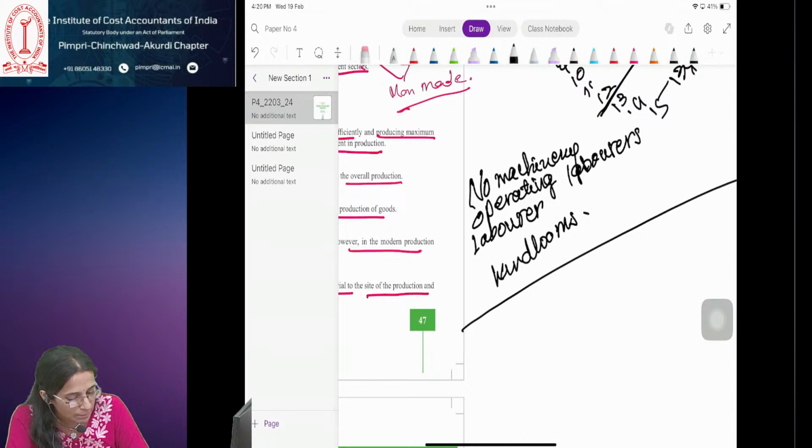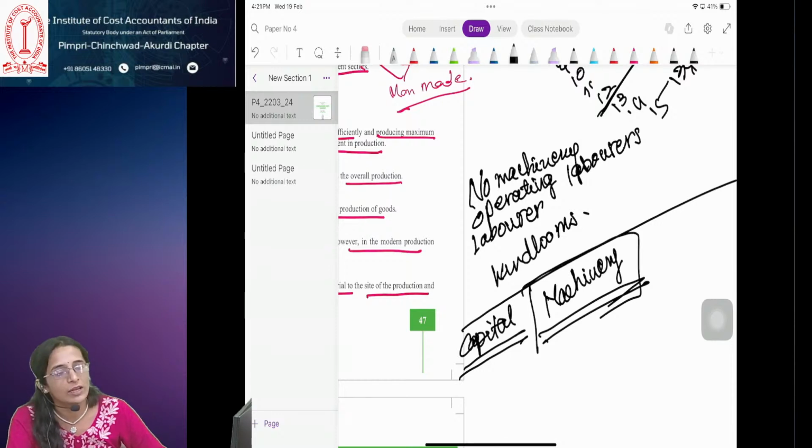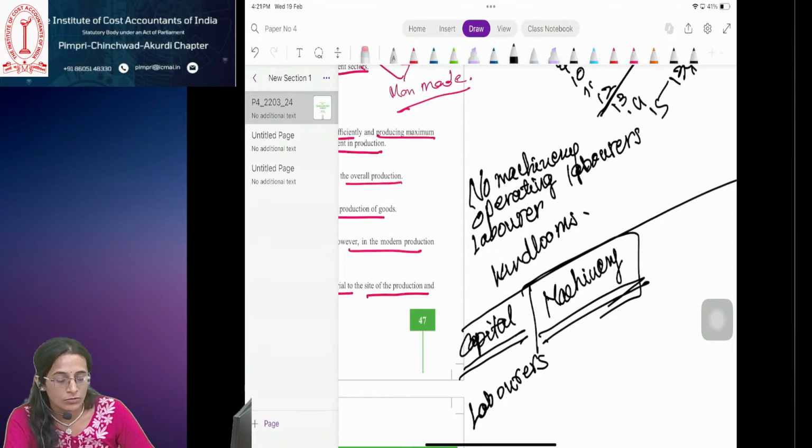So later what happened? The entrepreneur invested more capital, more machinery, and replaced the old machinery. Now the labor intervention is not required much. The laborers are required less because we have increased the machinery. Machines will operate. We only need to put the material in the machine and, after the production process, take it out of the machine. So the laborers will decrease because we increase the machinery.